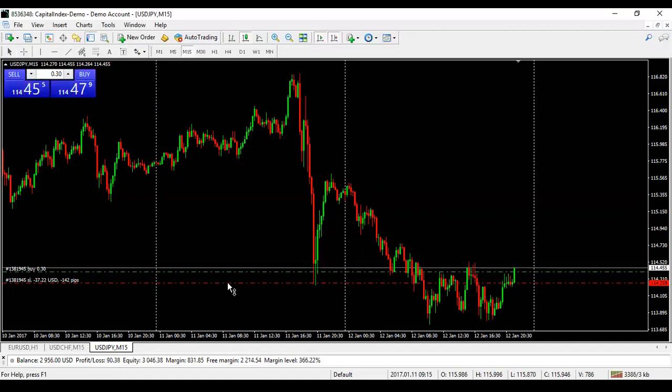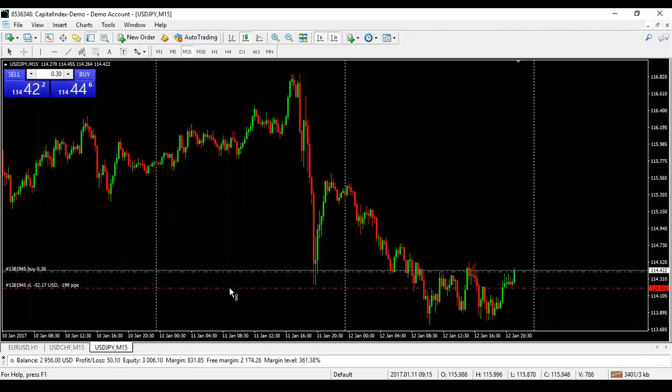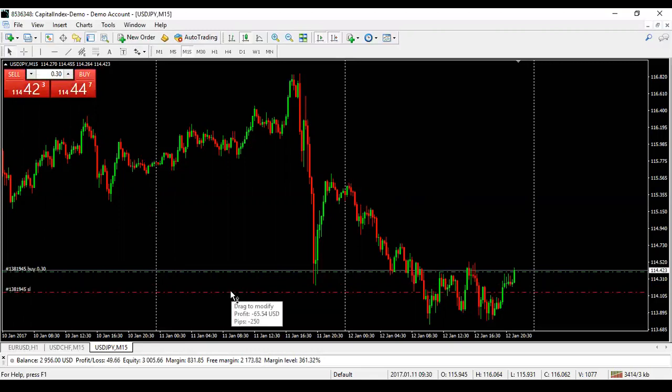Now, you see where it says USD and then it says minus 142 pips? You drop the last number, so that is 14 pips. If I want my stop loss to be 25, I'm just gonna keep dragging it down until it says 250. We all know that that is micro pips, so that is 25 pips. Once I've dragged it to where I want my stop loss to be, I just let it go, and it'll place it there automatically, right?